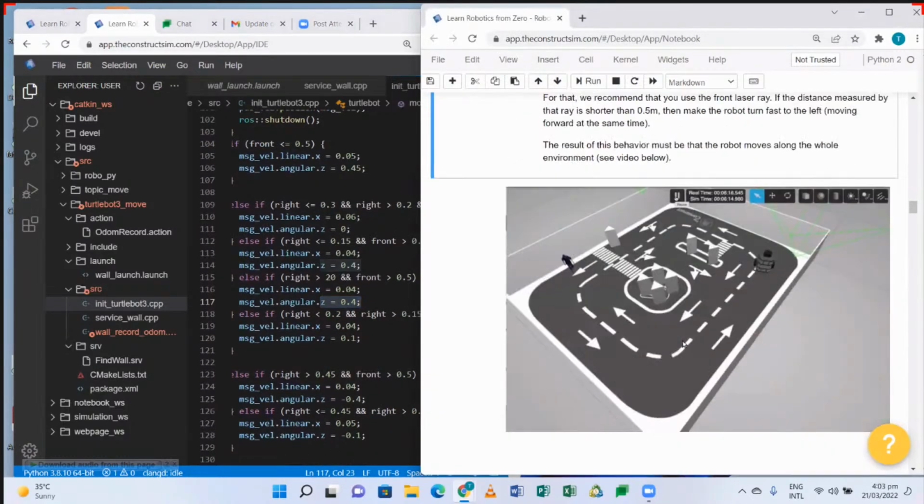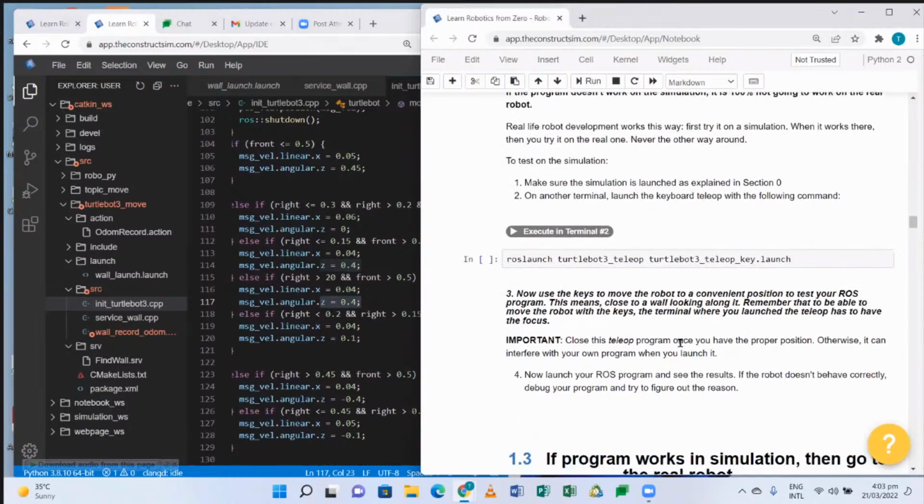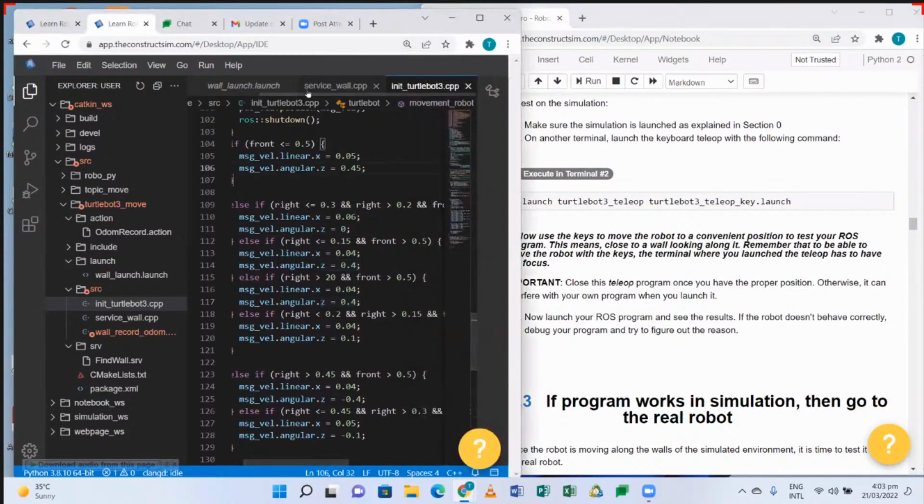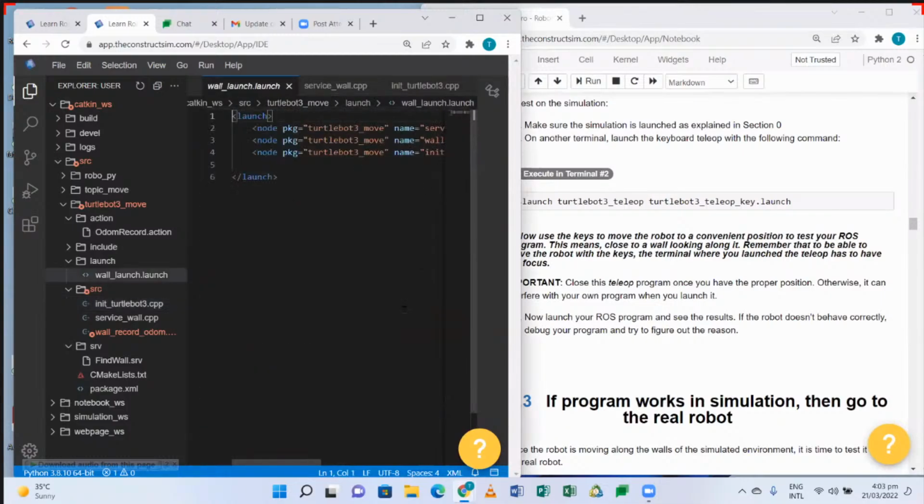So this was the first section, and we then had to make a launch file in which the node should be running. And here, since this is the final form, all three nodes are included over here.